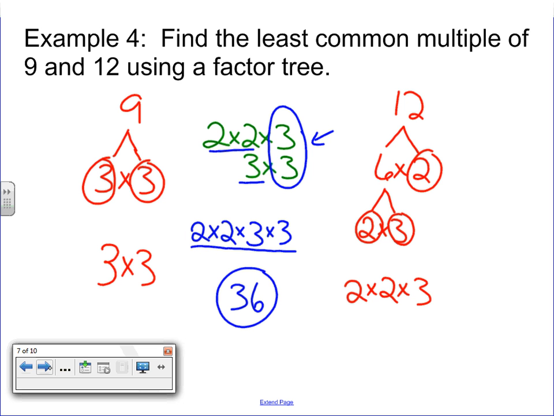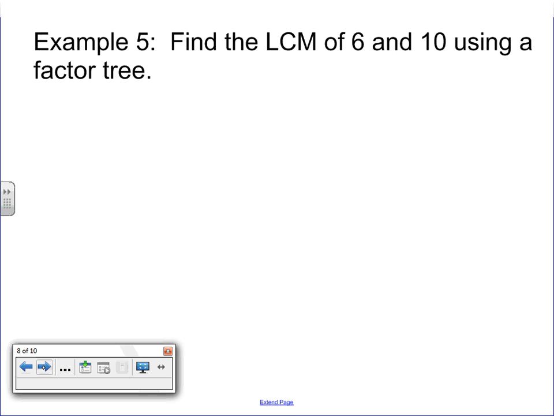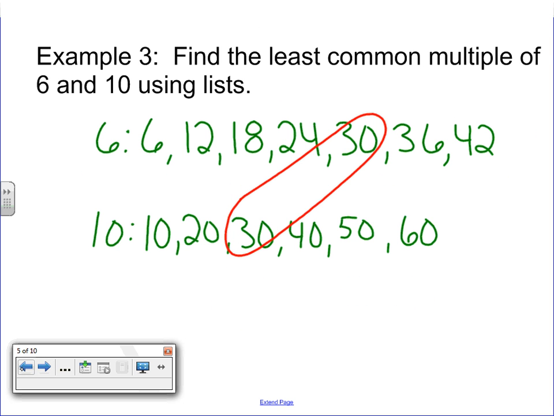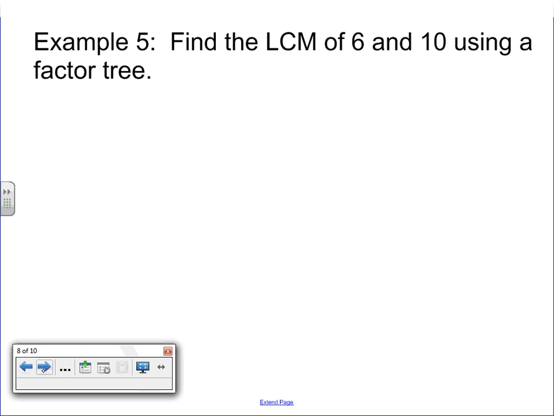So when we did greatest common factor, we're using only the numbers that are shared. In this case, we're using everything, but we're only using the shared items once. Let's try another example. I know this could be a little bit more tricky than the last time, than the list session that we did. We're going to find the least common multiple of 6 and 10. Remember, when we did this with our list, it was 30. So we're going to try to hopefully come up with 30 here.